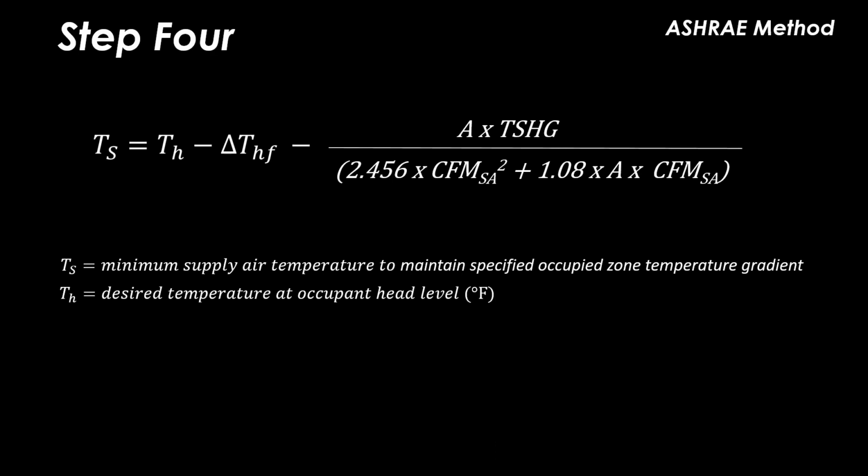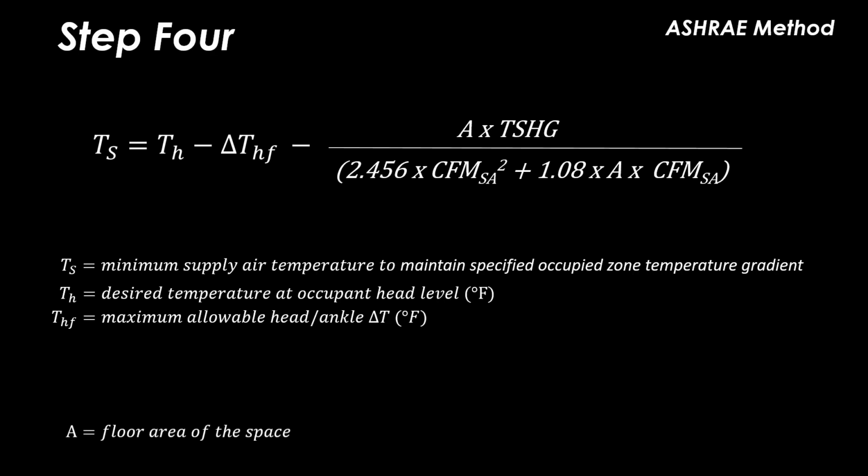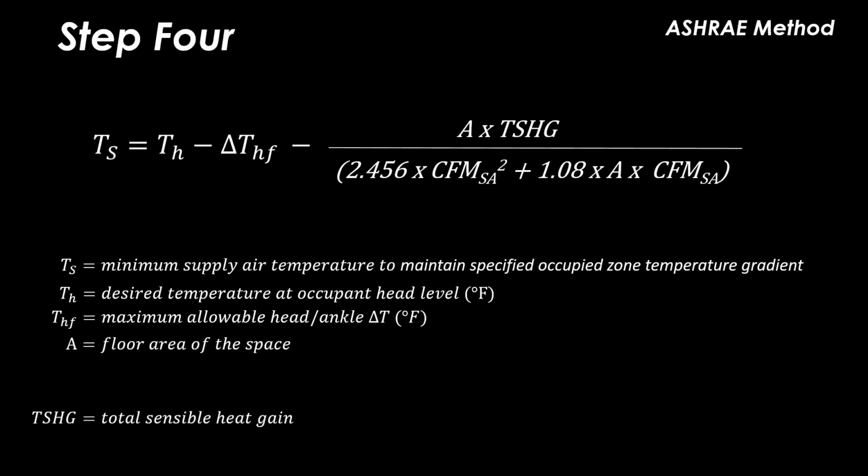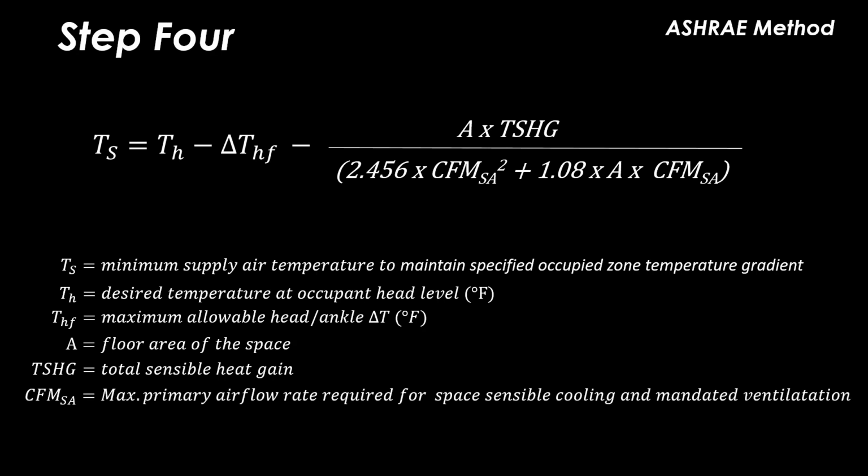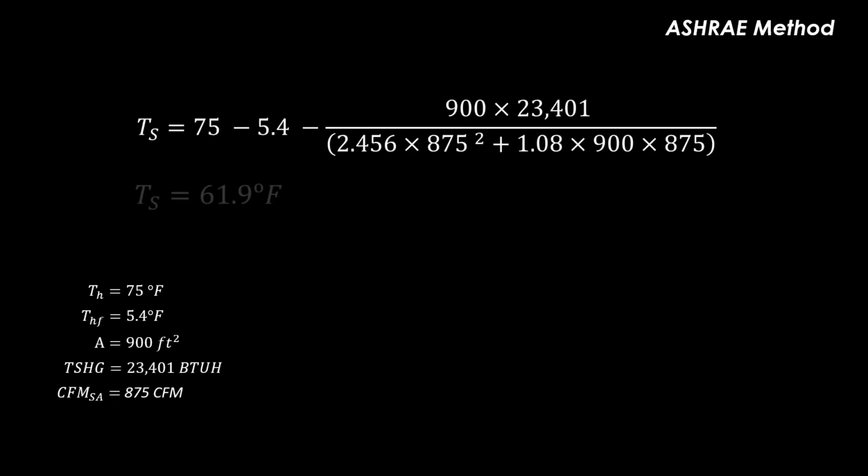In step 4, we will calculate the minimum supply air temperature to maintain the specified occupant temperature gradient using this formula, where TH equals the desired temperature at occupant head level, i.e. the room temperature set point. THF is the maximum allowable head to ankle delta T. A is the floor area. TSHG is the total uncorrected sensible heat gain in the space, while CFMSA is the maximum primary airflow rate, which was calculated in the previous step. So inserting the values into the equation results in a supply air temperature of 61.9 F.